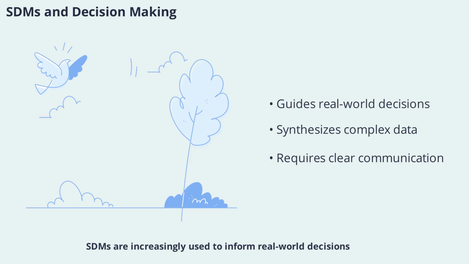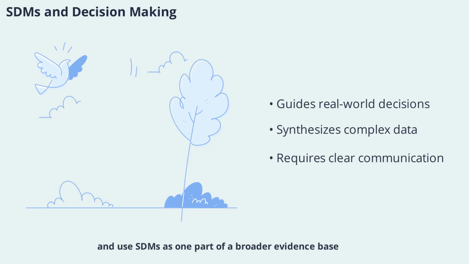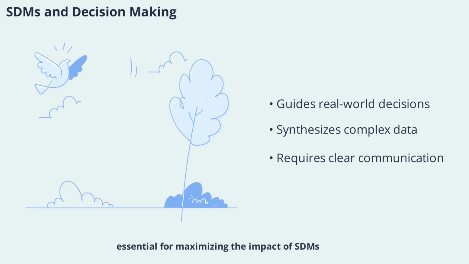SDMs are increasingly used to inform real-world decisions, from conservation planning to resource management and policy development. Their ability to synthesize complex data and provide spatially explicit predictions makes them valuable tools for guiding action. However, decision-makers must be aware of model limitations and uncertainties, and use SDMs as one part of a broader evidence base. Effective communication between scientists and stakeholders is essential for maximizing the impact of SDMs.